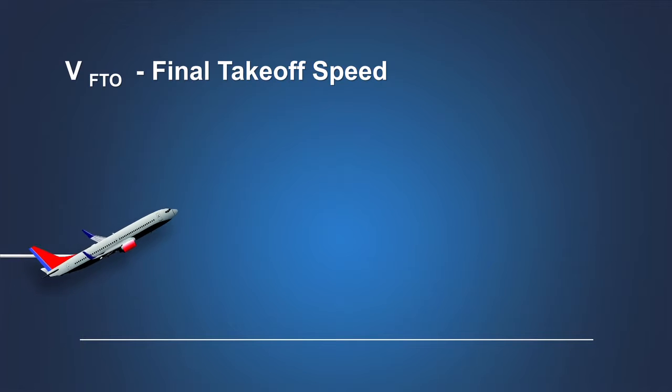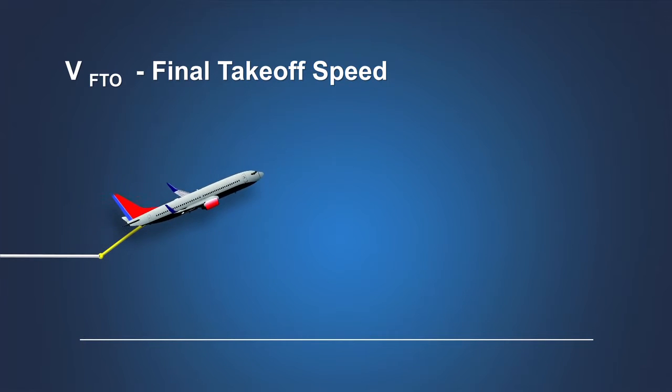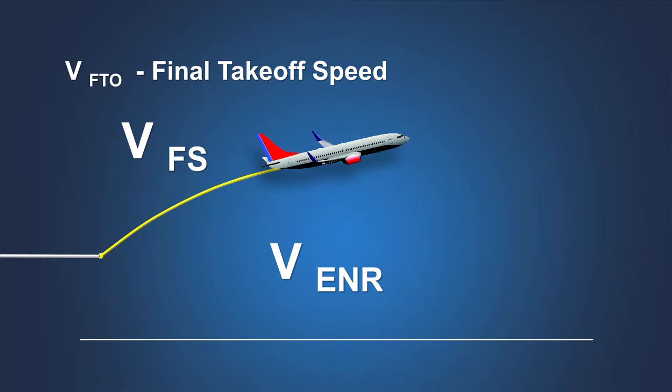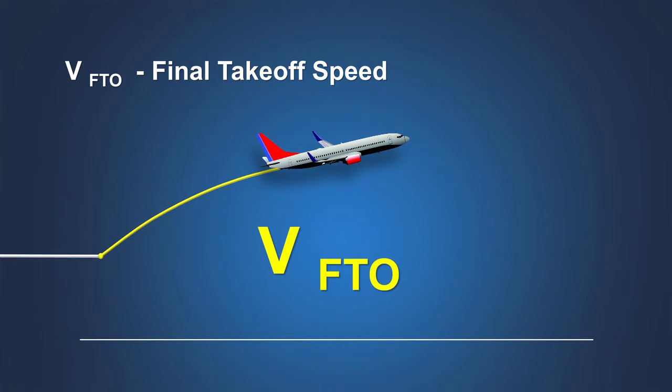Over the years, the airspeed flown during the final segment has been referred to by a number of different terms. You may be familiar with VFS, VENR, or VSSE. In 2002, FAA incorporated the term VFTO, or final takeoff speed, into the certification rules to identify the airspeed to be flown in the final segment. This speed provides an adequate margin above the stall speed in the clean configuration.